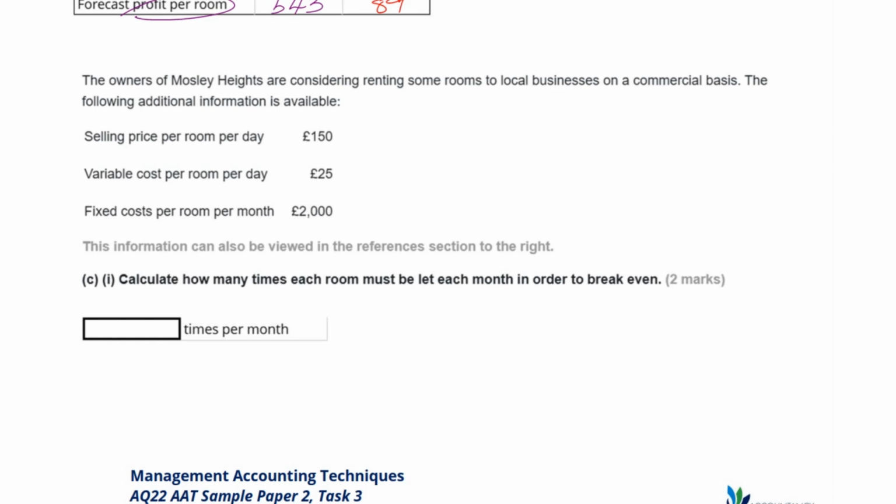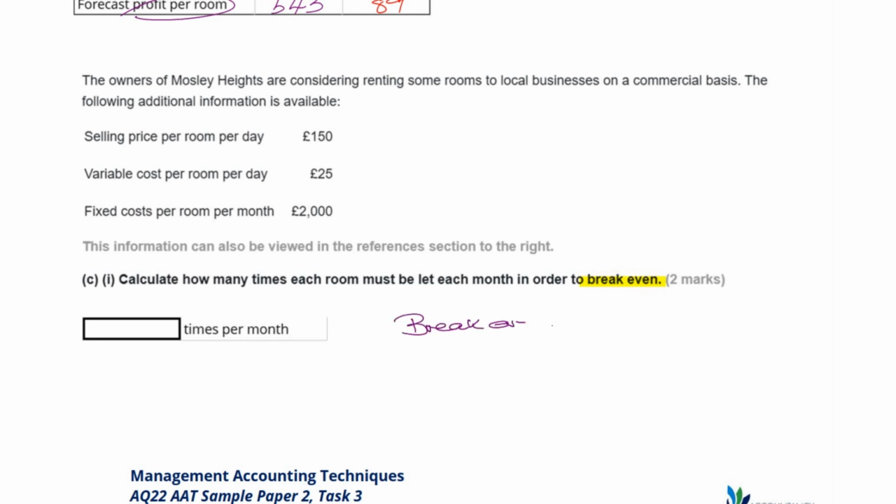The owners of Moseley Heights are considering renting some rooms to local business on a commercial basis. The following additional information is available, and we're given the selling price per room per day, variable cost per room per day, and fixed cost per room per month. We're asked to calculate how many times each room must be let each month in order to break even. So we're looking for the break-even point.